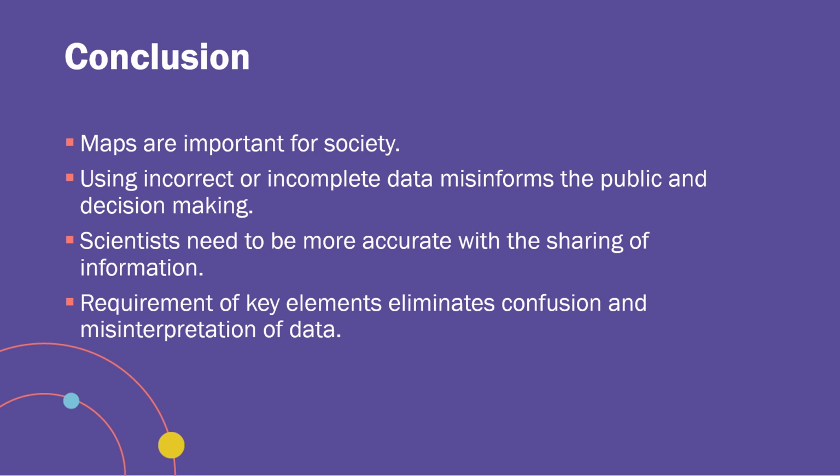In order to reduce confusion or misrepresentation of data, the implementation for requiring key elements in maps prior to publishing and making maps available to the public will not only make it easier to determine the objective of the map, but also the authenticity of the data. With this in place, the public will become more aware of the maps they are viewing, the objective of the data, and why the data is important to know about and understand.